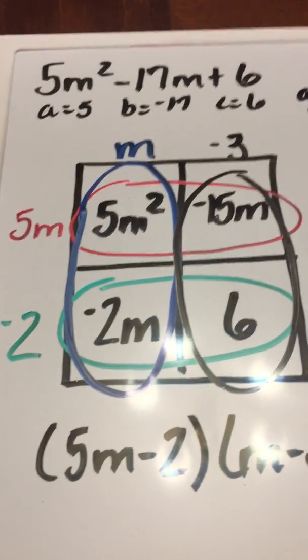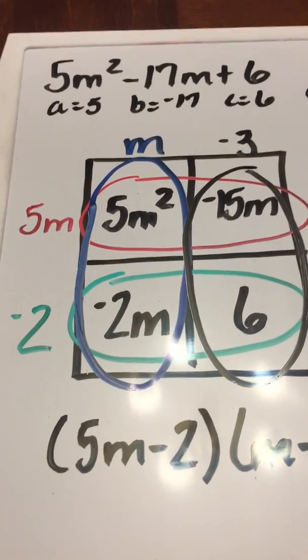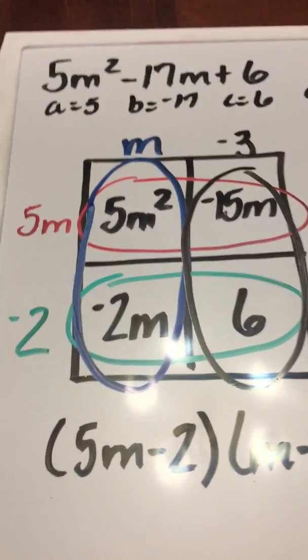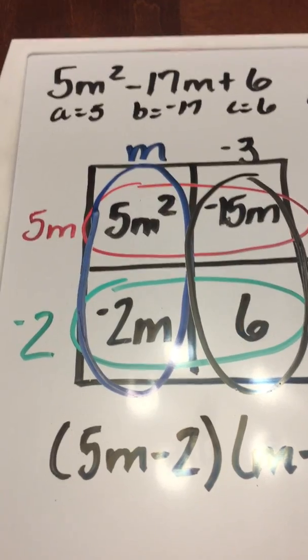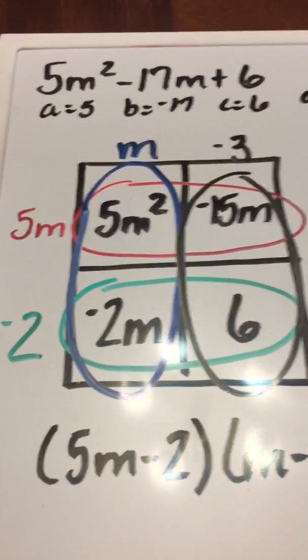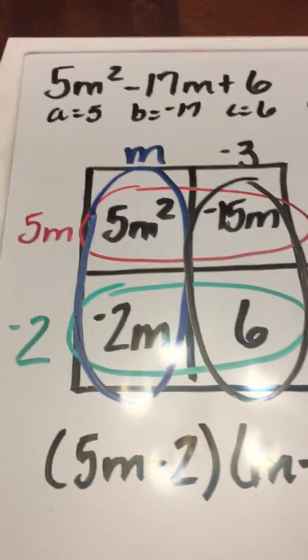I'm going to do the same thing for the green row. So the GCF of negative 2m and 6 is negative 2. And then the blue column, I'm going to do the same thing for my columns as well. The GCF of 5m squared and negative 2m is m. And then finally, the black column, the GCF of negative 15m and 6 is negative 3.